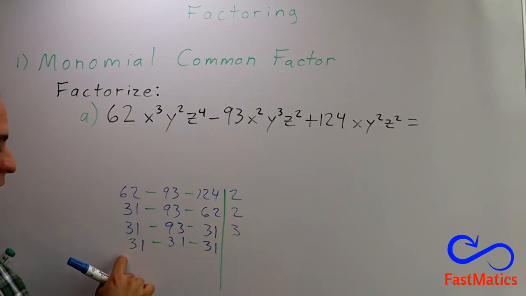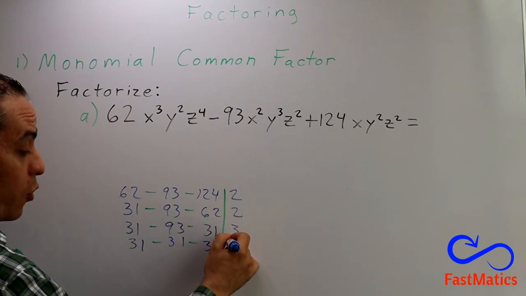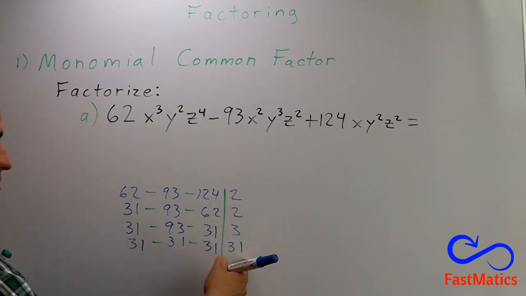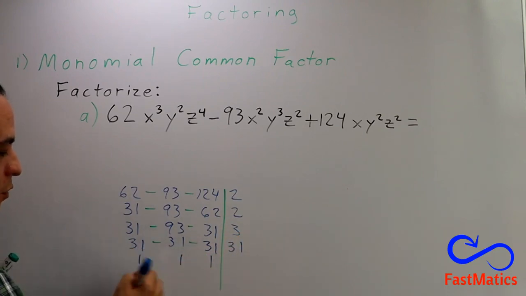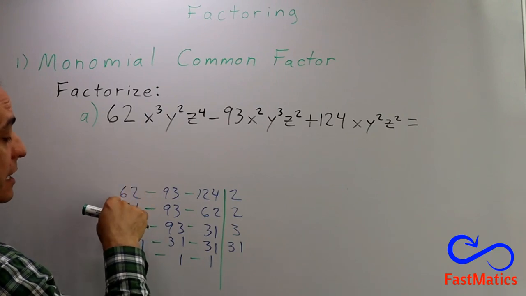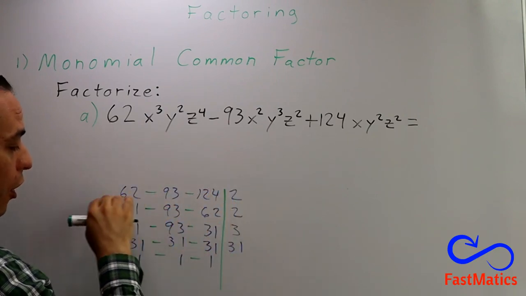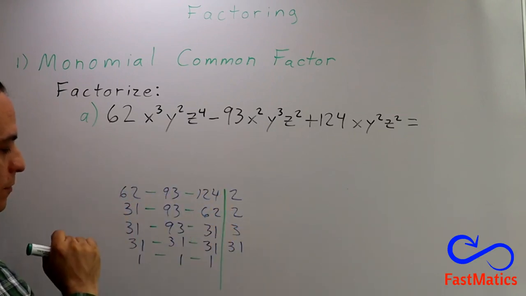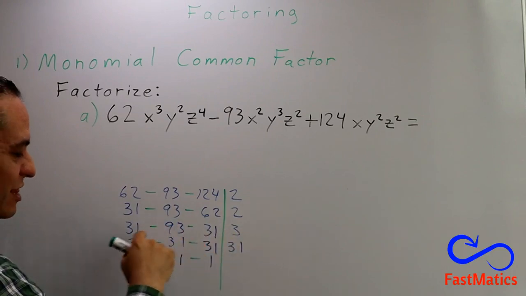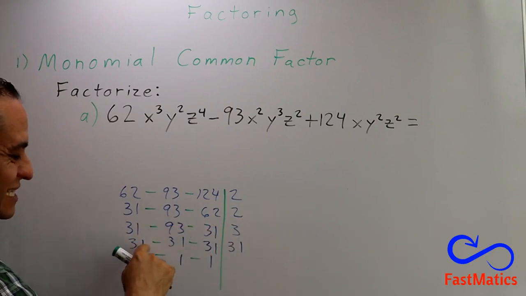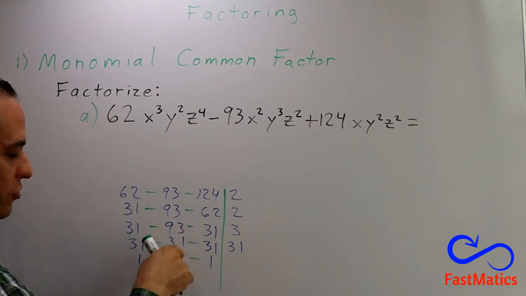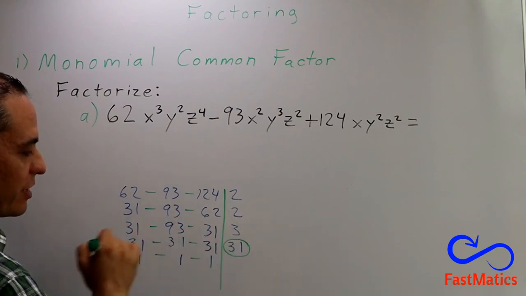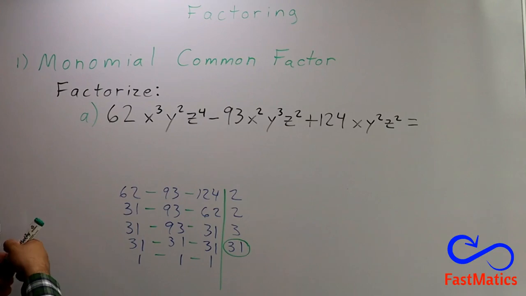Finally, 31 can be divided only by 31. So 31 divided by 31, 1, 1, 1. And remember how to calculate the greatest common divisor. Is this line divided by 2 with all the numbers? No. This line? No. Is this line divided by 3 with all the numbers? No. But this line is divided by 31 with all the numbers. So the greatest common divisor is 31.